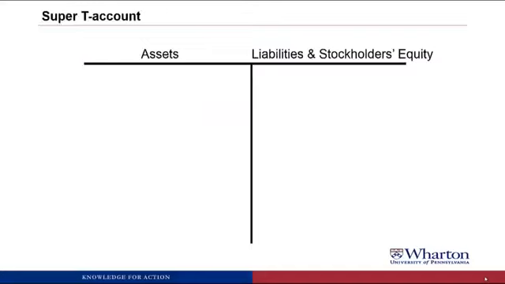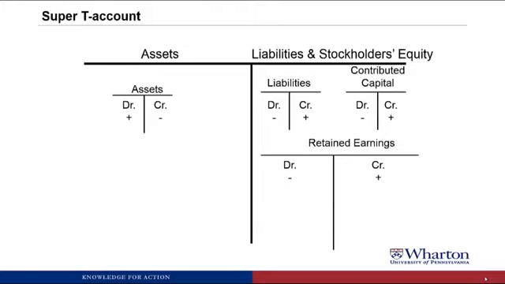One way to represent this graphically is through something we call the super T account. If you think of the whole balance sheet as a big T account with assets on the left and liabilities and stockholders' equity on the right, then all the individual asset accounts are going to be increased by debits because they're on the left side of this super T. All the individual liability, contributed capital, and retained earnings accounts are going to be increased through credits because they sit on the right-hand side of the super T.